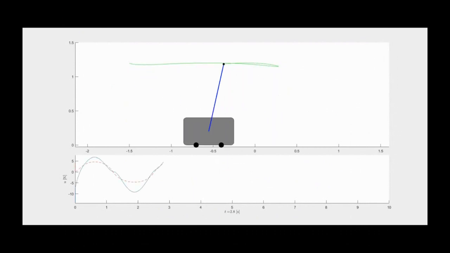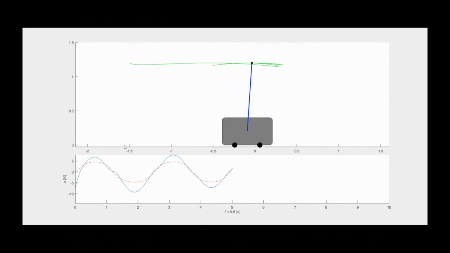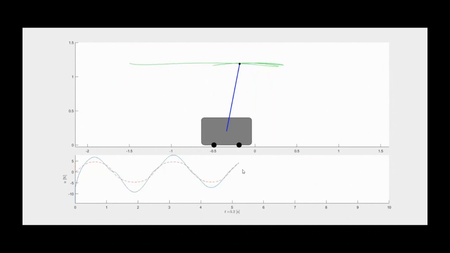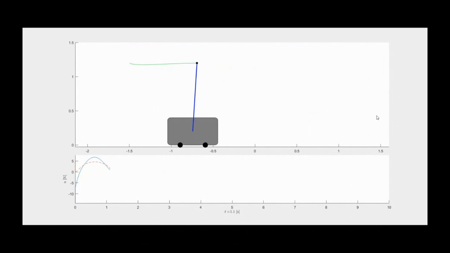Starting from slightly perturbed initial conditions, we converge to oscillating about the 0 position with upright equilibrium. In the second plot here, we see that the nominal control input is the dotted red line, and the actual one is the blue one, which converges after about 8 seconds. And in the paper, we show that it can also handle a little bit of noise as well.